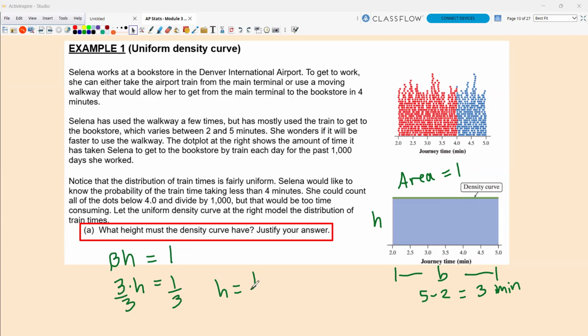Well, it says justify your answer. I think your justification right here is this work. Now, what do you mean by 1/3? Well, it's a probability distribution, so it really is like 0.33 repeating, right? So that height you can think of as 1/3 or 33.3%. But that coupled with this length here will give you an area of 1. Now we can utilize that to help us answer the following questions.